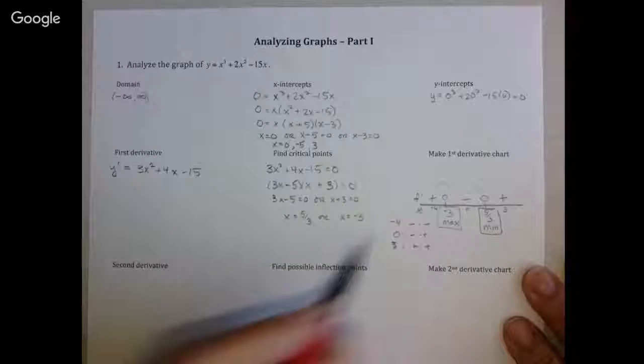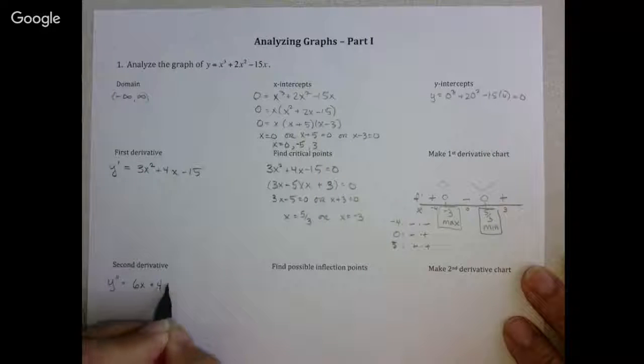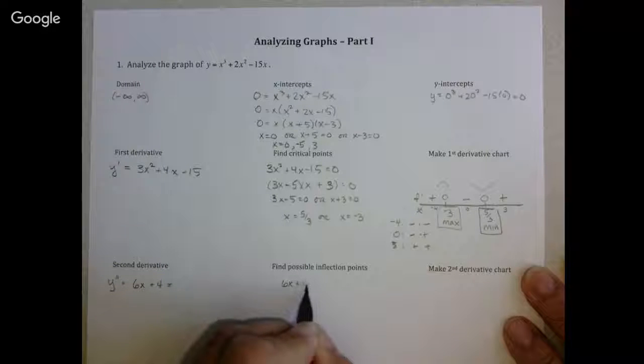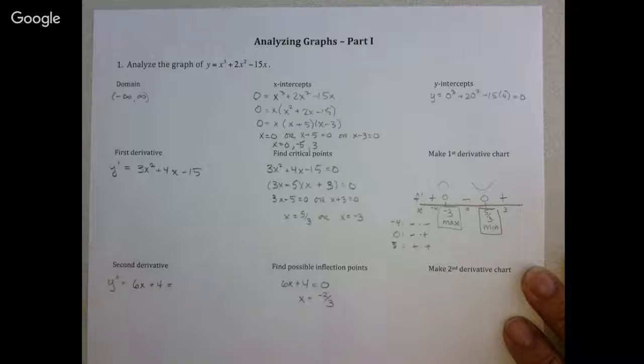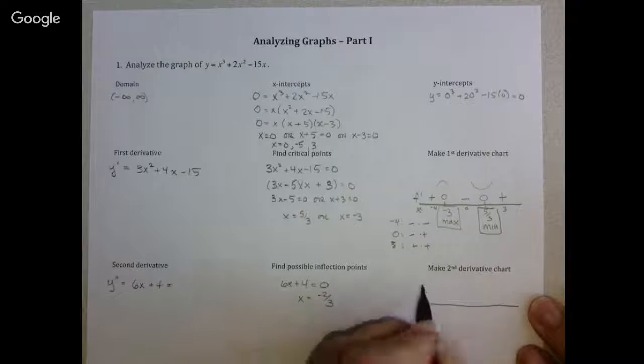All right. And we can see where the graph is increasing and decreasing. Let's take the second derivative. We'll get 6x plus 4. For our second derivative, we'll set that equal to 0 to find our possible inflection points. So if we solve for x, we have a possible inflection point. We don't know it's an inflection point until we check it with the second derivative.